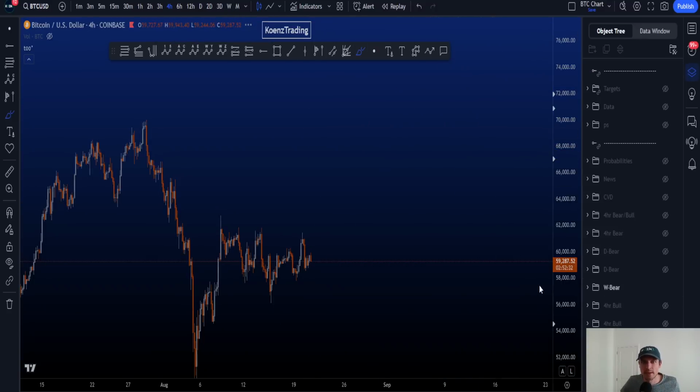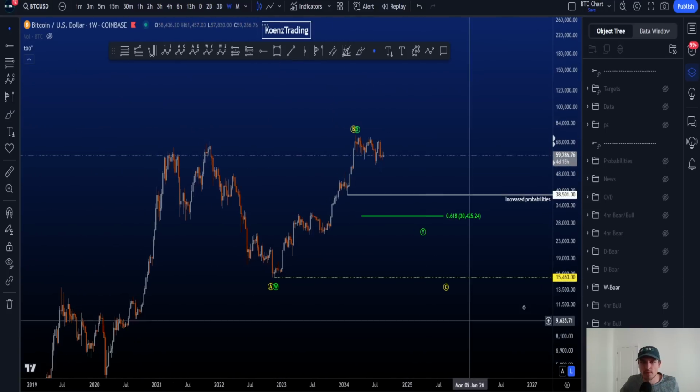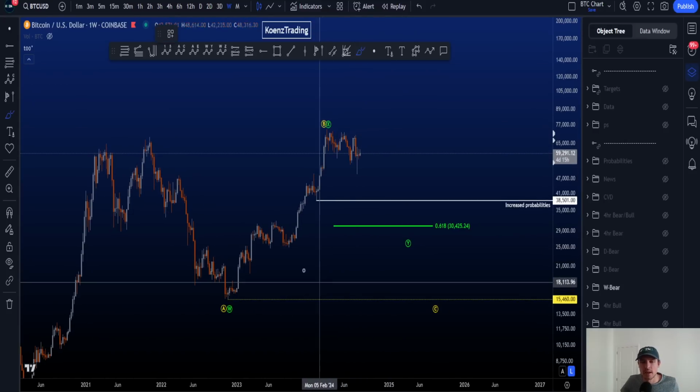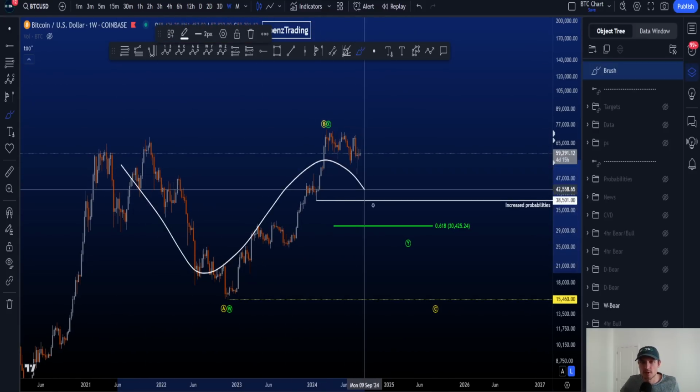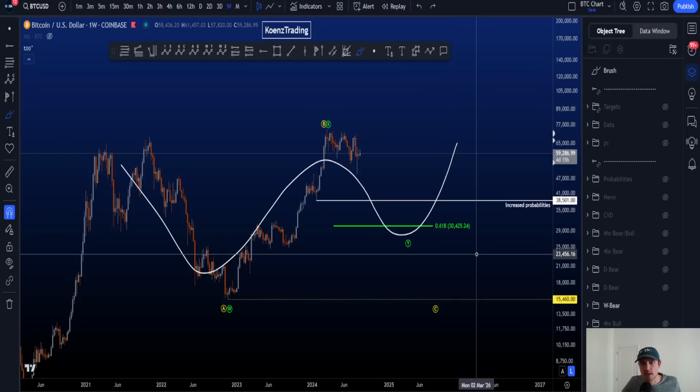If we go back to the weekly time frame, every Elliott wave analyst always needs a bullish and a bearish scenario. The bearish scenario being here a bigger 3-wave corrective structure, after which we expect continuation to the upside.